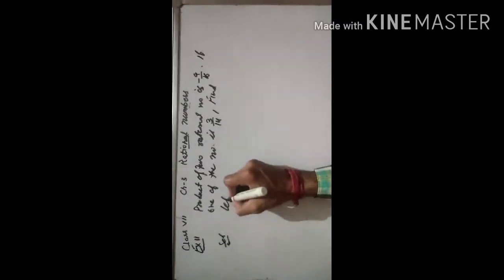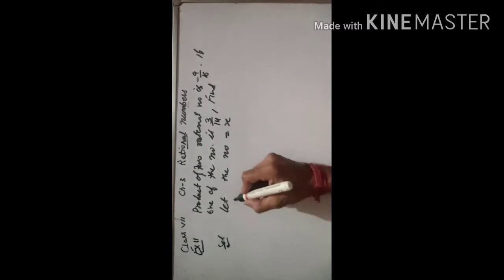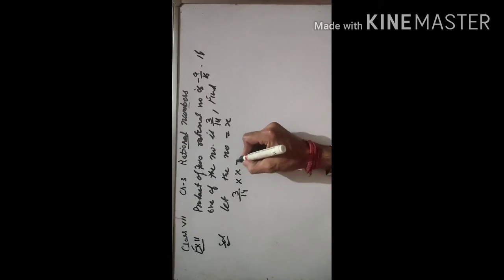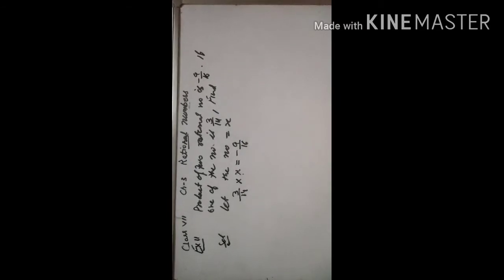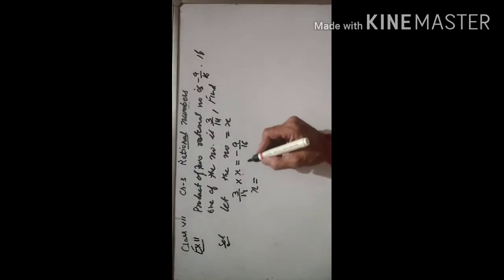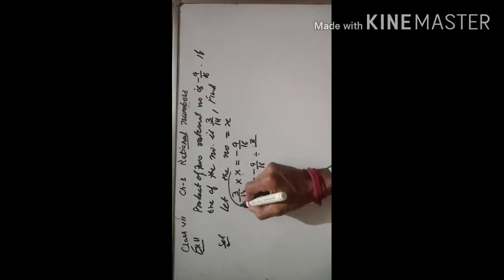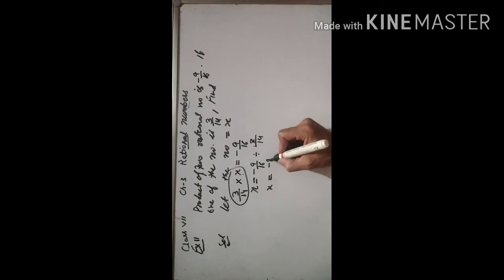Find the other number. Let the number be equal to x. Now 3 by 14 into x is equal to minus 9 by 16, because these two numbers multiply to give minus 9 by 16. Therefore x is equal to minus 9 by 16 divided by 3 by 14, because it is in product. Now x is equal to minus 9 by 16 into 14 by 3.